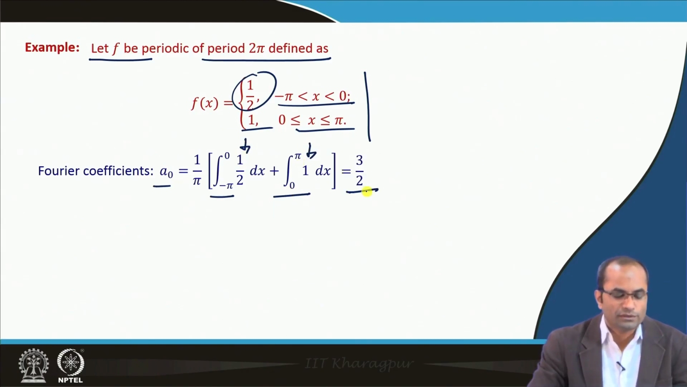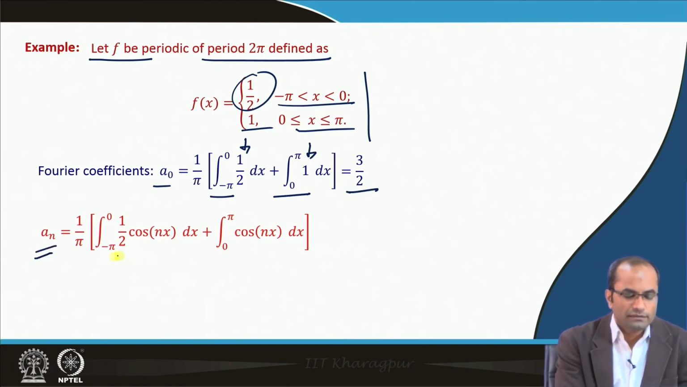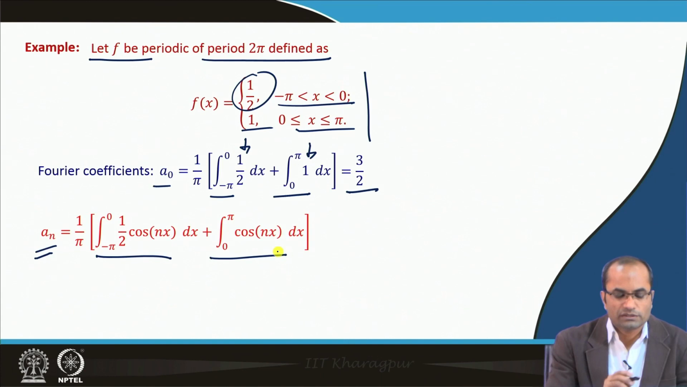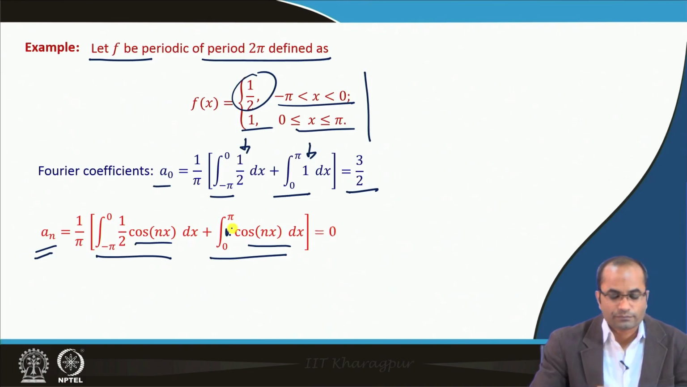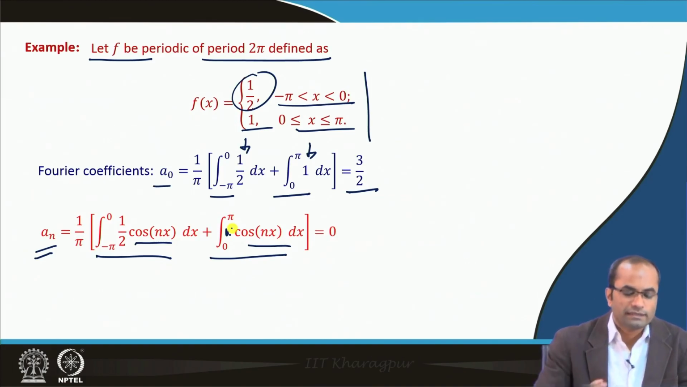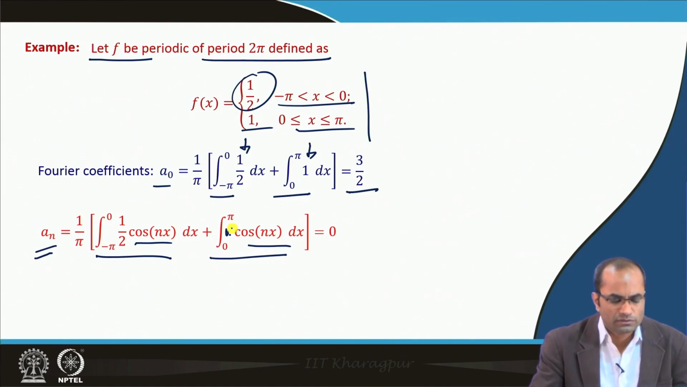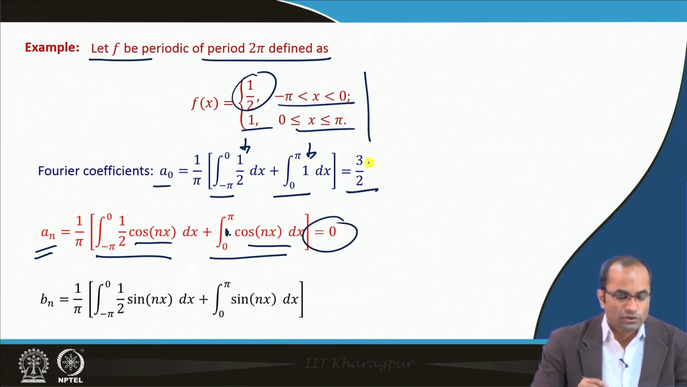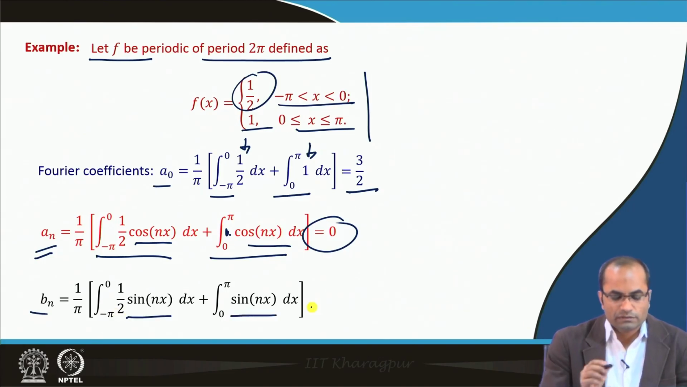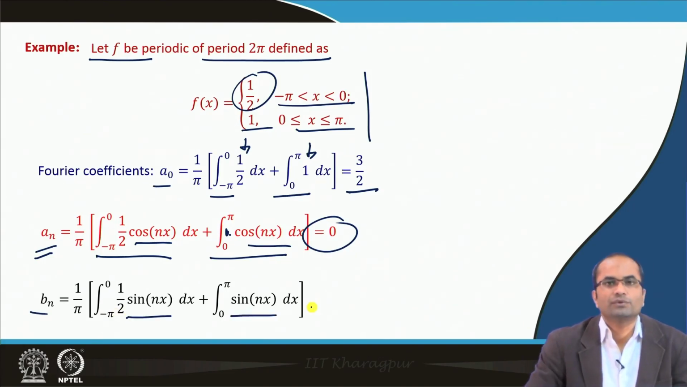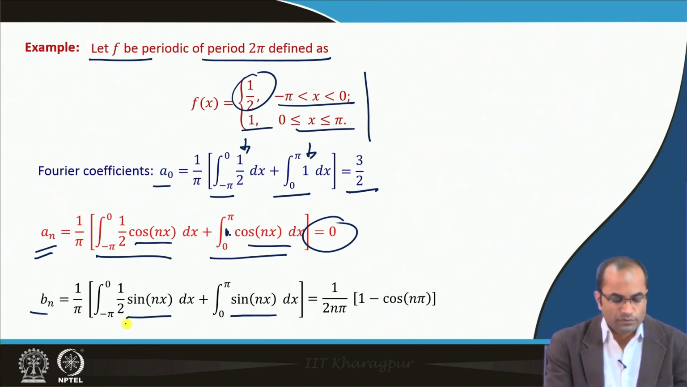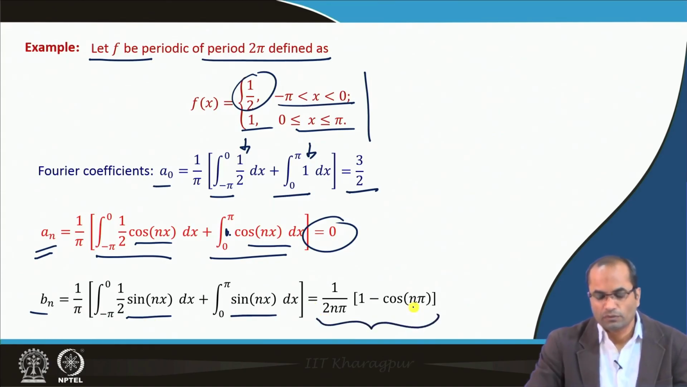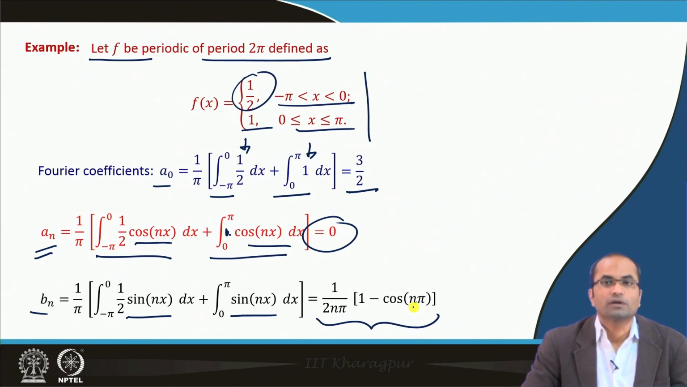So we can get this 3 by 2. Then if we compute the a n, again we have to break from minus π to 0 and 0 to π, having this cos nx and half and then 1 there. Again what we will realize is that this is 0, and this is interesting because this is not 0 because of this even and odd structure, but this is just coming to be 0. So the b n, if we compute, it is sin there, and then again we can compute these simple integrals, and we will get 1 over 2nπ times (1 minus cos nπ).